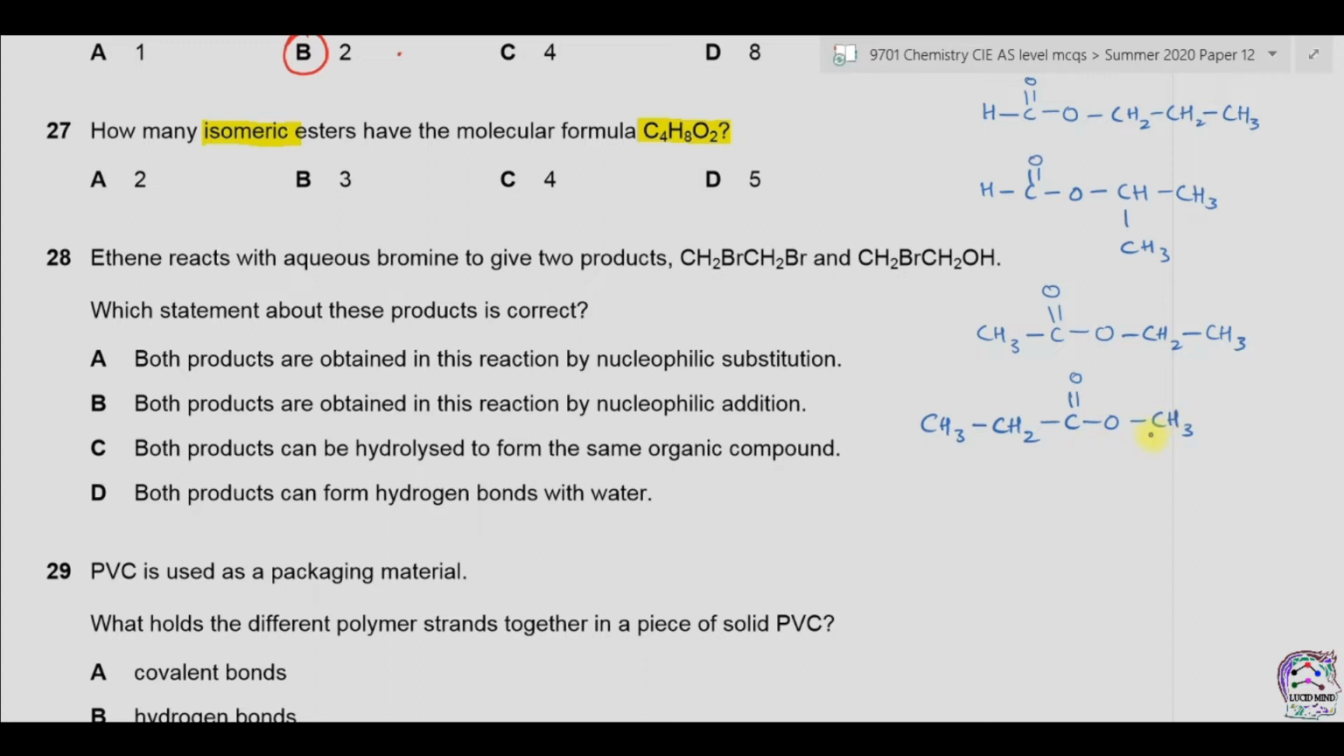Now if we shift this carbon atom to this side, then this type of structure is formed: CH3, CH2, CH2, C double bond O, O, and only a hydrogen atom is left on the other side. Now this is not an ester, it is actually a carboxylic acid, so therefore this structure will not be counted. The only possible structures are 1, 2, 3 and 4, so therefore the possible option is C.